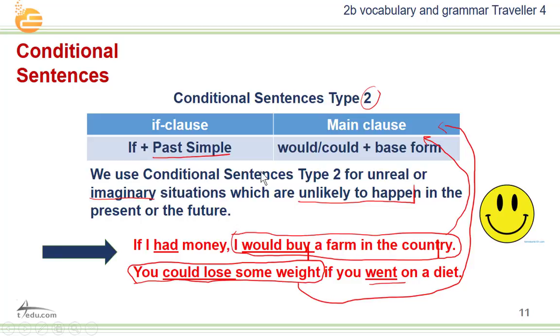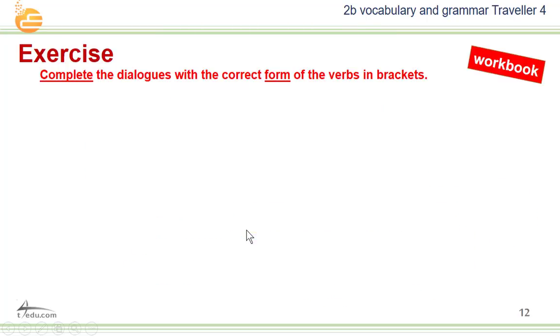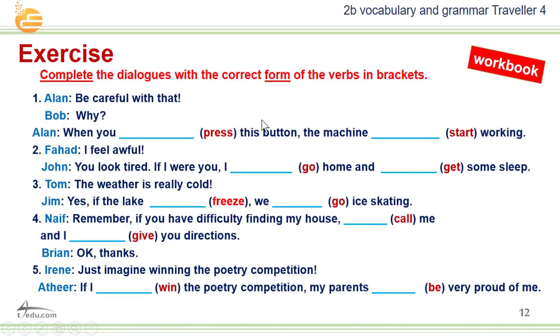Here we use conditional sentences type 2 for unreal or imaginary situations. Unreal, the opposite of real, which are unlikely to happen in the present or the future. Now we will have another exercise to test if you understood the rule or not. Complete the dialogues with the correct form of the verbs in brackets. Here we have verbs in brackets. I want you to use the correct form.